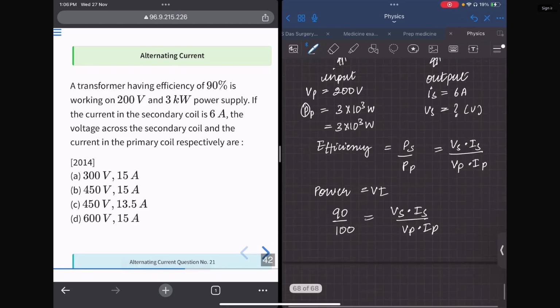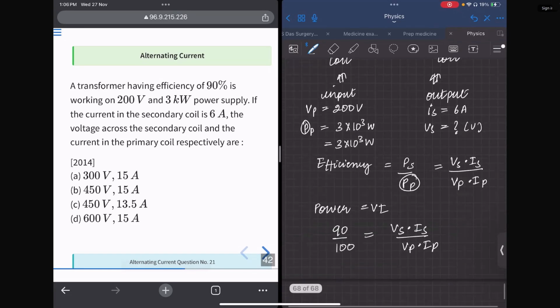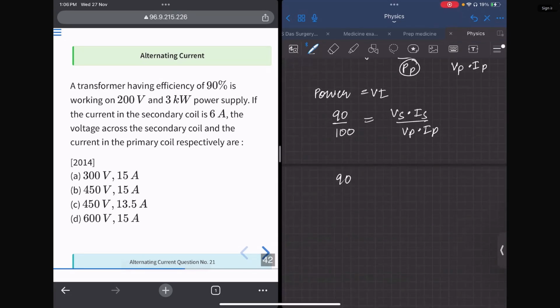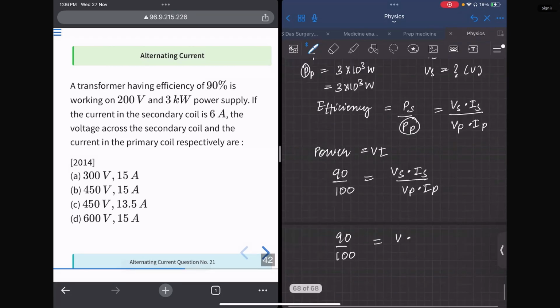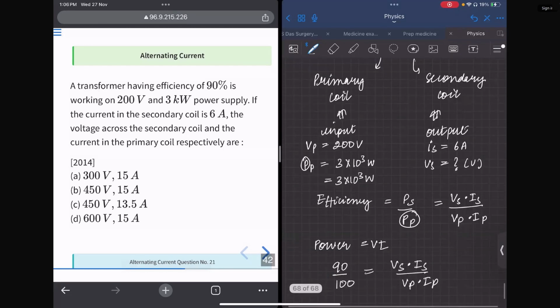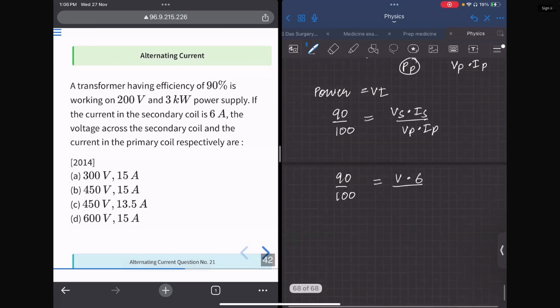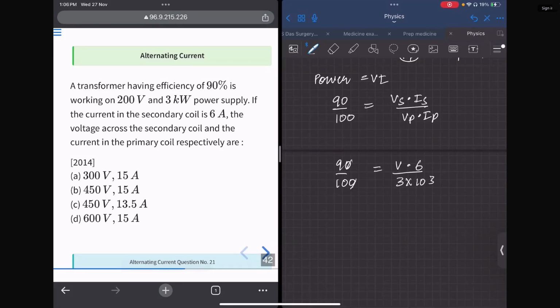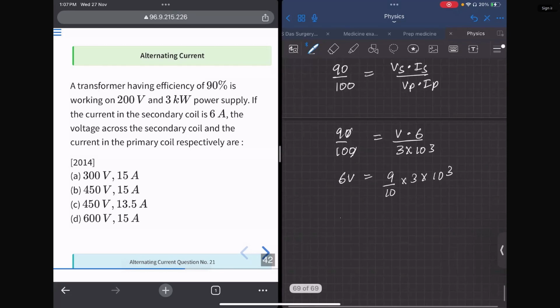So for primary, they have directly given a P. So we'll just write it down. 90 by 100 is equal to Vs, which is V, into current in the secondary coil, it is equal to 6 divided by the power in the primary coil, we have 3 into 10 power 3. Okay. So if we just solve the question, V into 6V is equal to 9 by 10 into 3 into 10 power 3. V is equal to 9 into 3 into 100 divided by 6.